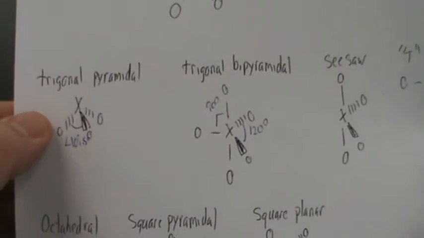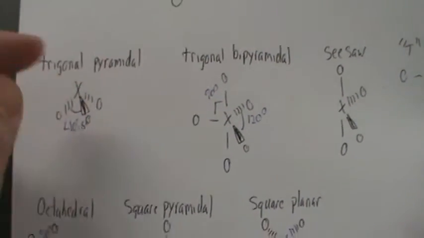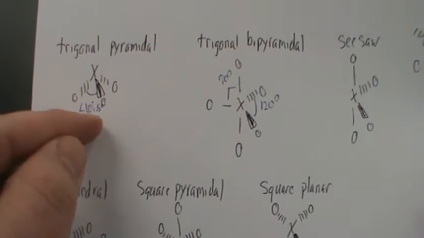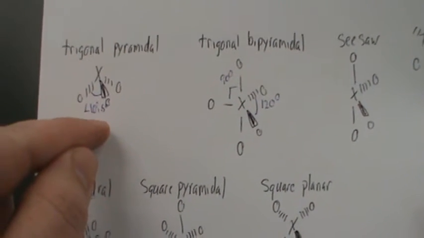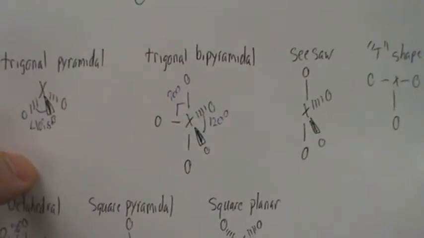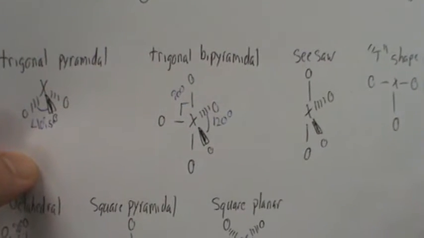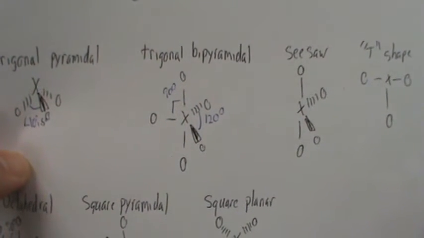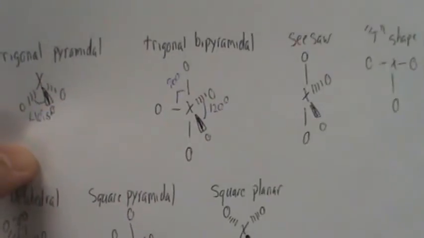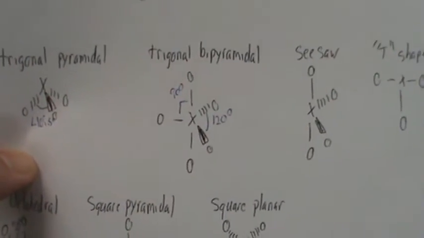All right, trigonal pyramidal, a triangle-based pyramid, and the bond angle in trigonal pyramidal is less than 109.5 degrees. We can have trigonal bipyramidal. This is two pyramids back to back. We have a bond angle of 90 degrees and also a bond angle of 120 degrees, and I'll show that to you in a little bit with the models. We have a seesaw and we have a T-shape.